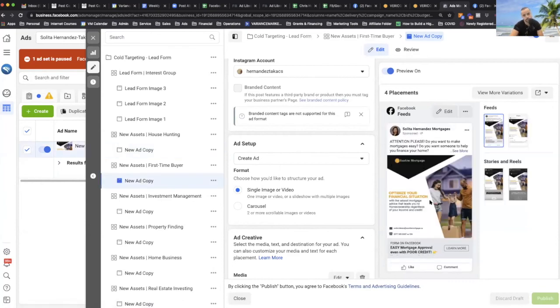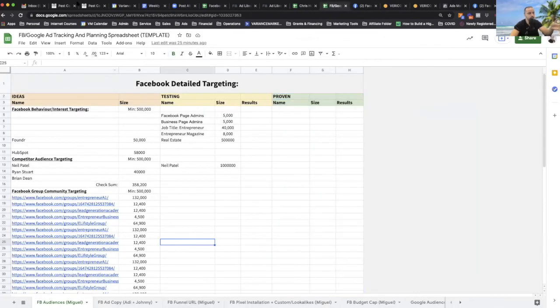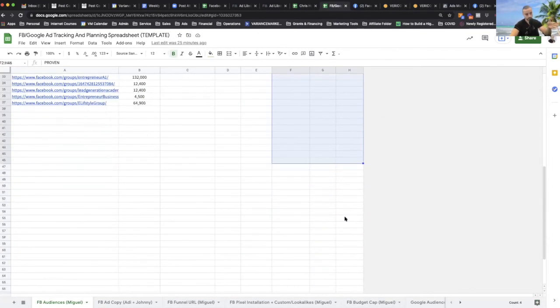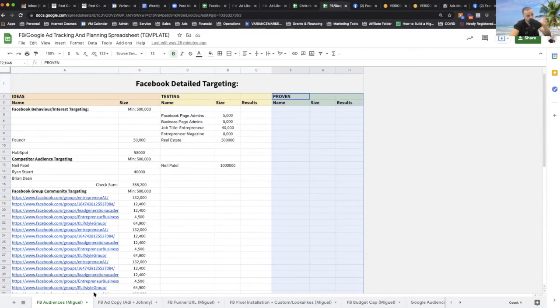There's different, here's another one, different creative. So, I mean, I'm not going to go through all of them, but ultimately you guys understand how this process works, right? You have to first plan out. And remember, this is why we have this spreadsheet, this Facebook and Google ad planning sheet. You plan your target ideas, you test your target ideas. This is a template, so this is not even being used. And then the ones that are proven, you mark here. And your goal is to build a proven audience over time.